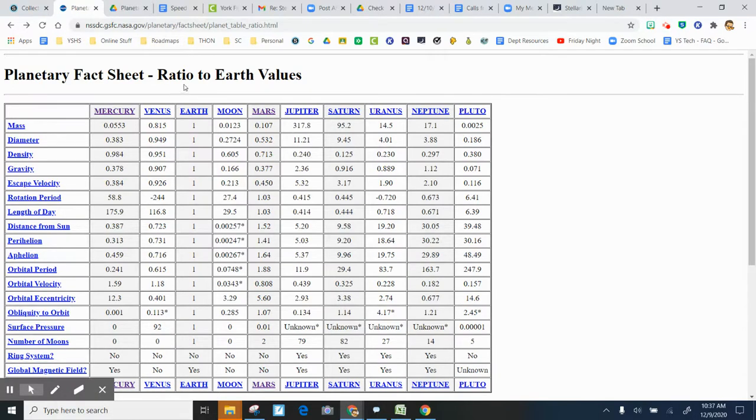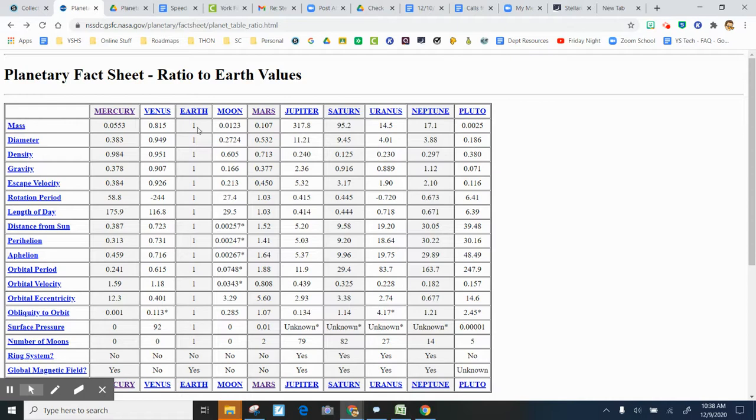Right now, this is set for ratio to Earth values. You might find this helpful for things such as distance from the sun. So if we look at distance from the sun, you can see that the Earth's value is 1. That would be 1 astronomical unit. And then all of these other ones would be in astronomical units. So there's Jupiter at 5.2, there's Saturn at about 9.6, and so forth. So if you ever need to do something in terms of comparison, this is a good one.